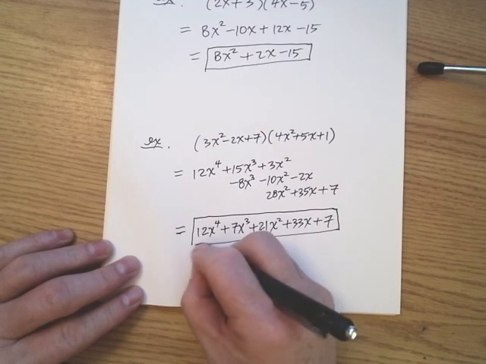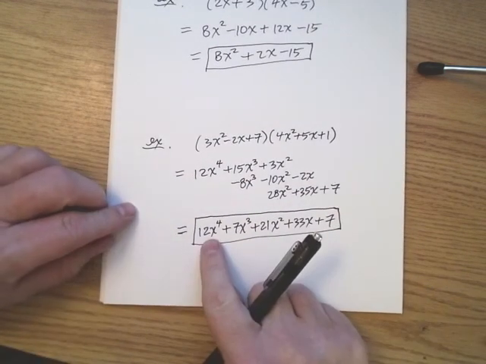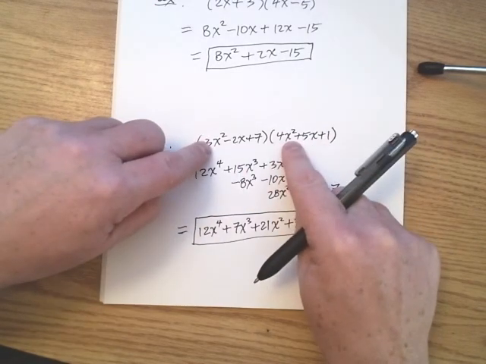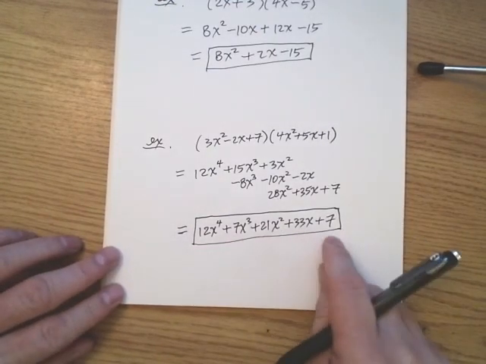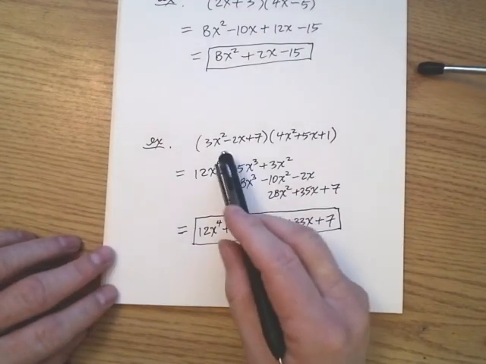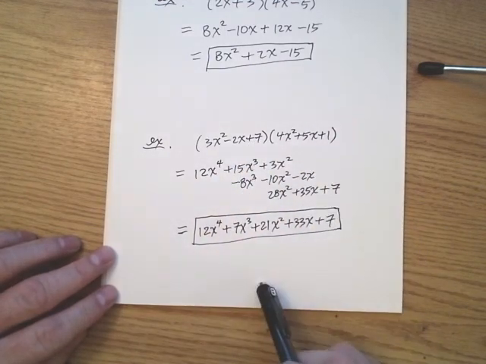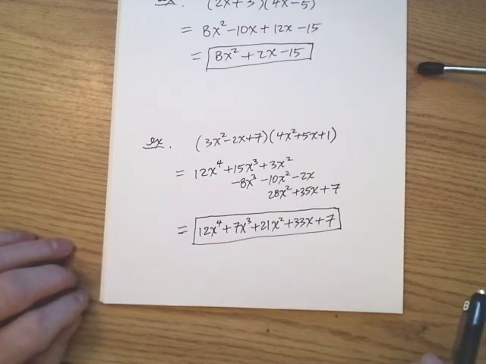Okay? My answer ends up being what? A 4th degree polynomial. I multiplied 2 second degree or quadratic polynomials, right? We've used that term before. I end up with a 4th degree polynomial. 1, 2, 3, 4, 5 terms in the end, even though originally I had 3 times 3, 9 raw terms, some like terms combined to write this in the simplified form.